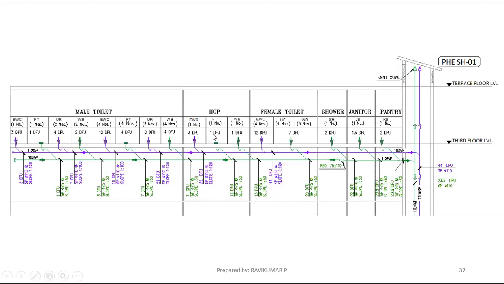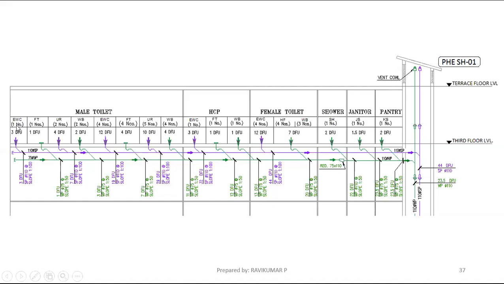For your understanding, we have also provided separate colors, blue and green. Blue color is the soil pipe and green color is the waste pipe. Both pipes are connected into separate headers. The green header is the waste pipe header and the blue header is the soil pipe header. Now, where does the soil pipe start? If you take the soil pipe, it starts from the EWC. From the EWC only it is taken.